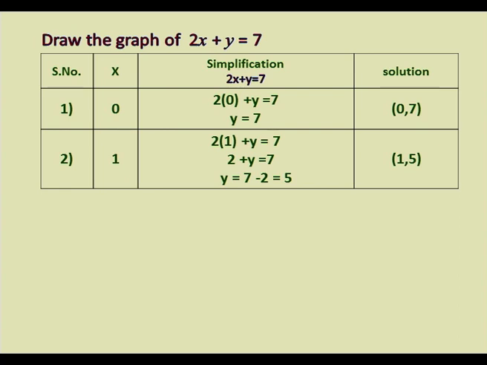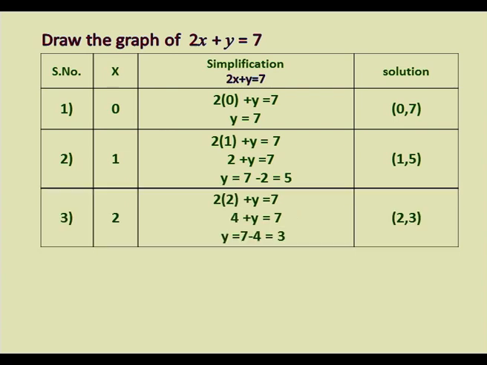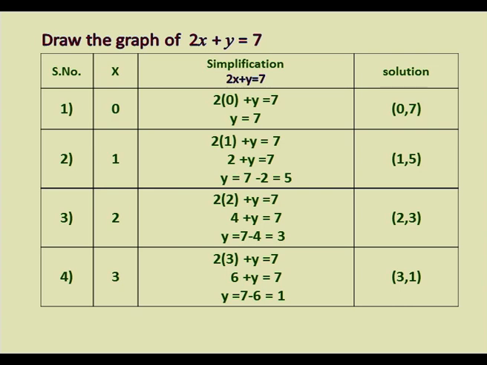You are going to get 1 comma 5, the solution set is. If I take x is equal to 2, the y value is 3, that means the solution set is 2 comma 3. If I take x is equal to 3, the y value is 1, that means the solution set is 3 comma 1. So, what are the points we have here? 0 comma 7, 1 comma 5, 2 comma 3 and 3 comma 1. These are the 4 points which we have solved here.